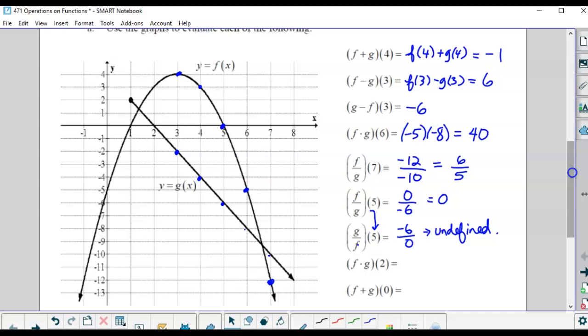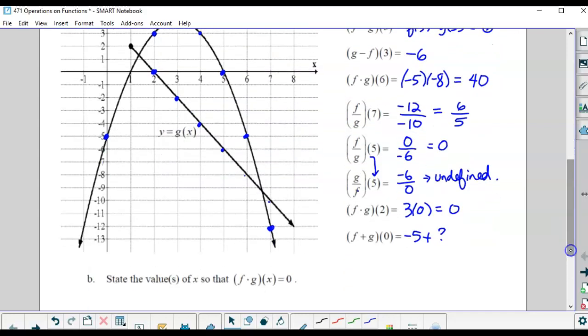And then multiplication, f times g at x equals 2. So f is 3, g is 0. So 3 times 0 is 0. If any one of the functions is 0, the whole thing will be. And then f plus g of 0. So at x equals 0, f is negative 5. But notice there is no point on g. So this is negative 5 plus we don't know. So this does not exist. A short form for does not exist is DNE. You could also put undefined.